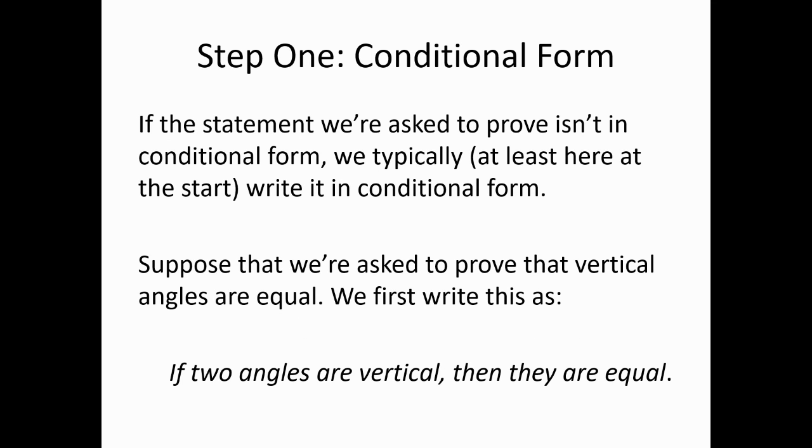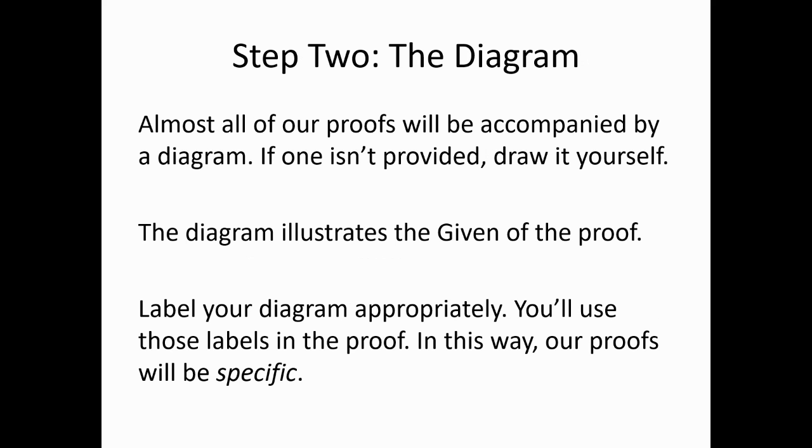So, conditional form, we know how to handle that. That is, we take a statement and write it in if-then form, and we make sure that the result is synonymous with the original. So the vertical angles theorem, as it will be called, says that vertical angles are equal. And what that really means is that if two angles are vertical, then they're equal to one another. And then step two, we draw the diagram, which is what we will reason about, what we will actually use in the proof. So our proofs in this way will be specific.